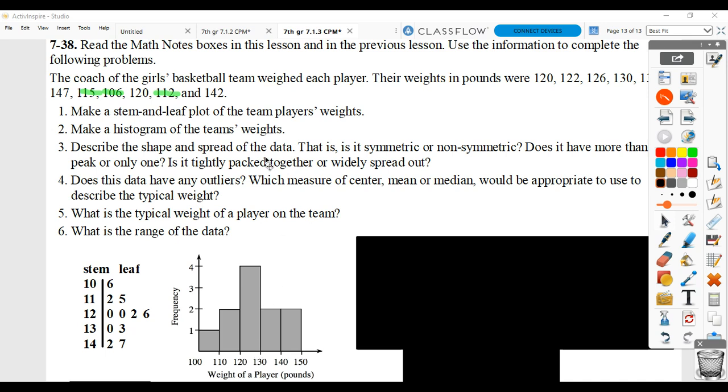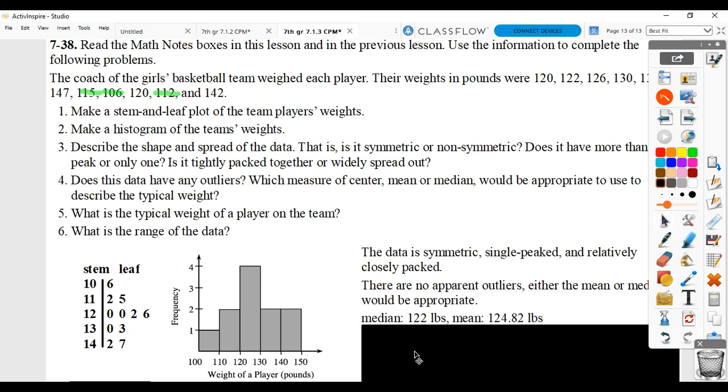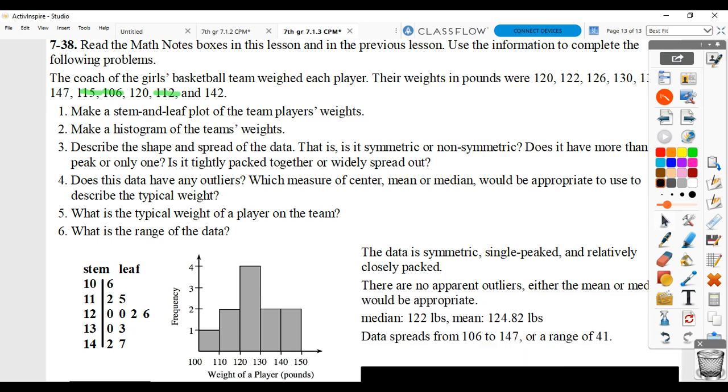Then they want you to describe the shape and spread of the data. Is it symmetrical or non-symmetrical? Does it have one peak or many peaks? Is it tightly packed together or widely spread out? So first of all, what do we notice about it? Well, we notice that the data is symmetric.